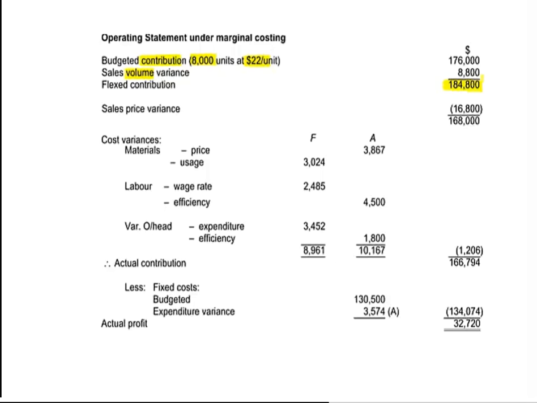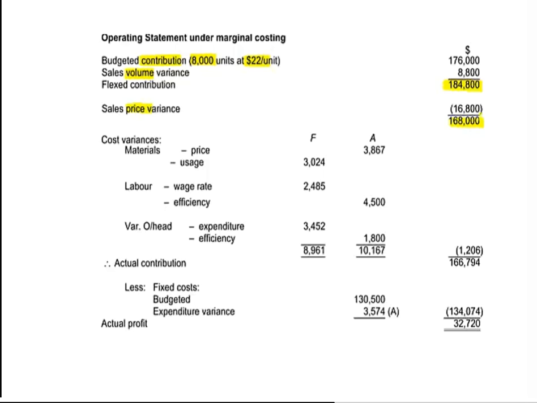The next variance then that's to do with sales, the final one, is the sales price variance. So this looks then at the difference between what we should have sold them for compared to what we did sell them for. And it's an adverse variance because it's going to reduce down here the amount of contribution. So once we've got to the contribution from taking off the sales variances, we then need to have a look at the differences in the cost variances.